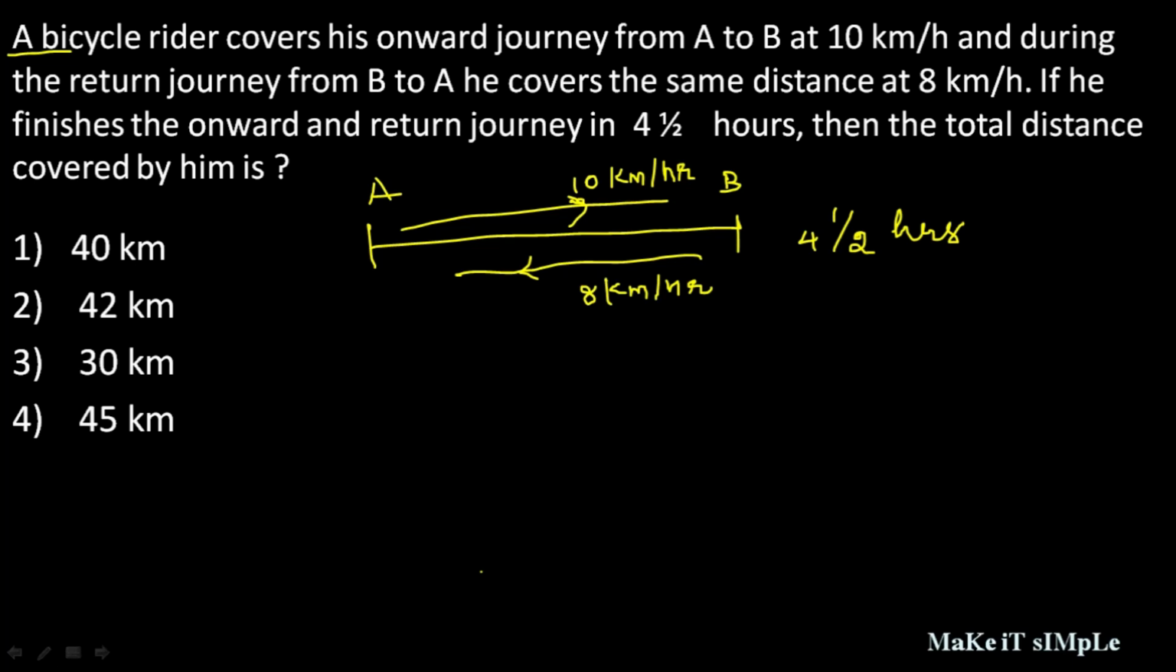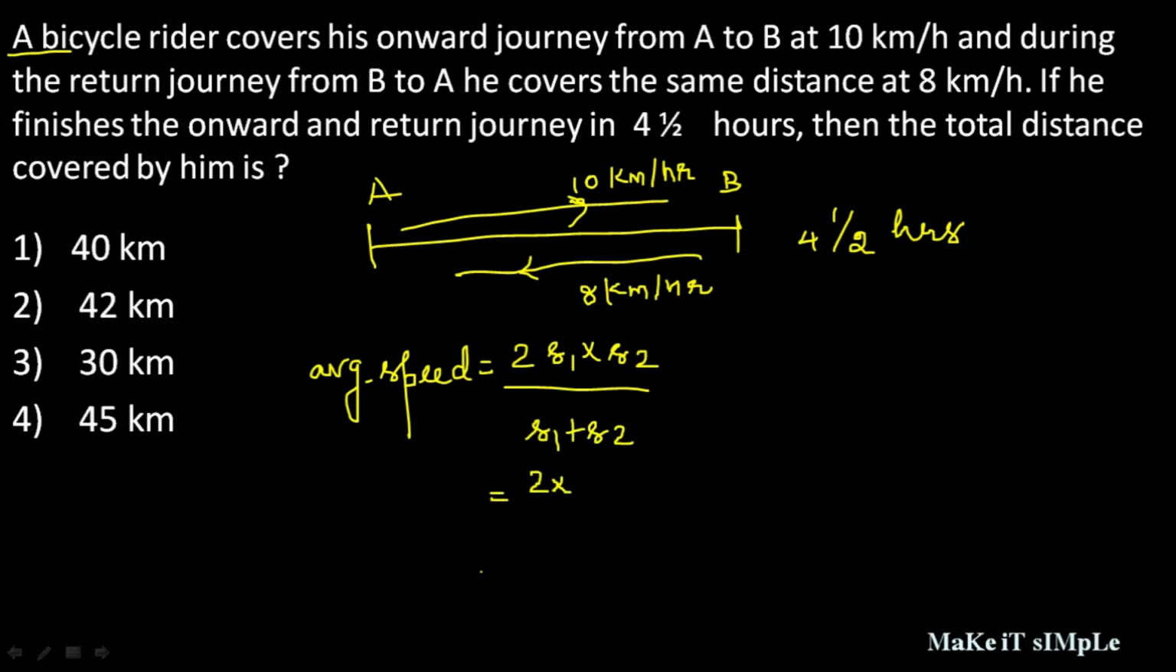Okay, now since they have given the two speeds, that is onward and return speed, first we will use our formula to find the average speed. So average speed is nothing but 2 s1 s2 divided by s1 plus s2. Okay, when we substitute here, we will be getting 2 into 10 into 8 divided by 18. Then now when we cancel it, what we will be getting? We will be getting it as 9, then 80 by 9.